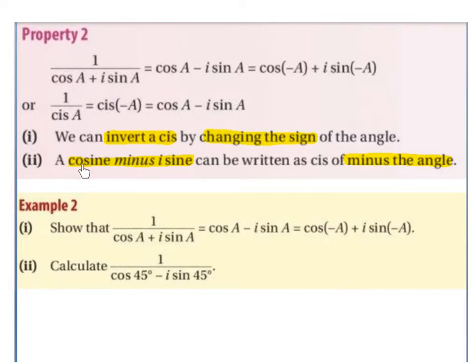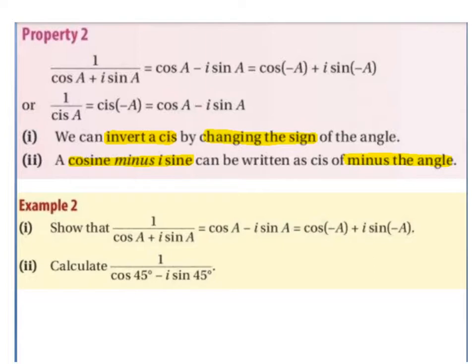And a cosine minus I sine can be written as CiS of minus the angle.